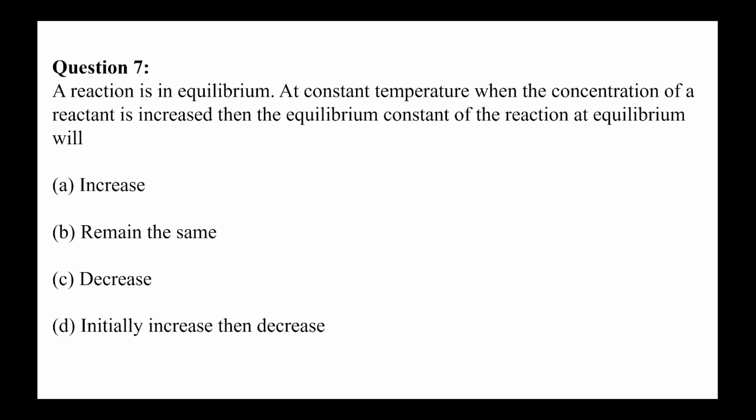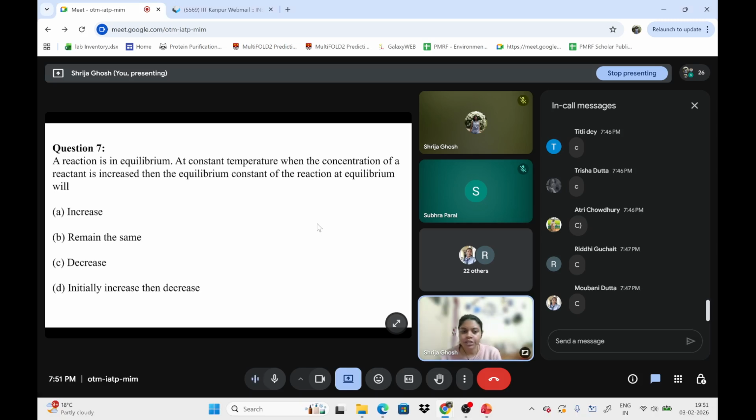Question number 7. A reaction is in equilibrium at constant temperature. When the concentration of a reactant is increased, then the equilibrium constant of the reaction at equilibrium will. Now, at constant temperature, when the concentration of the reactant is increased, what will happen to the equilibrium constant? Option A, it will increase. Option B, remains the same. Option C, decrease. And option D, initially increase and then decrease. We have already discussed this question. Write your answers in the chat box.